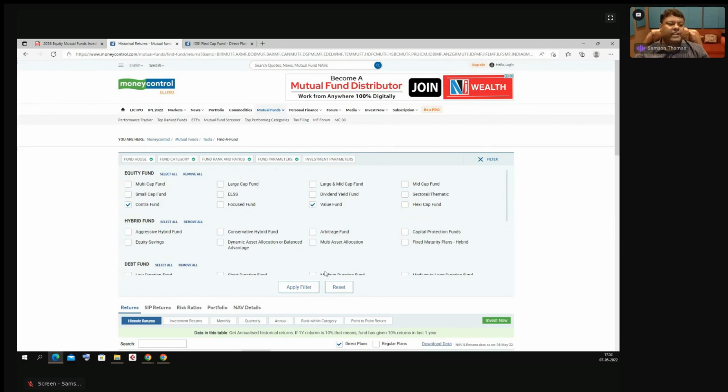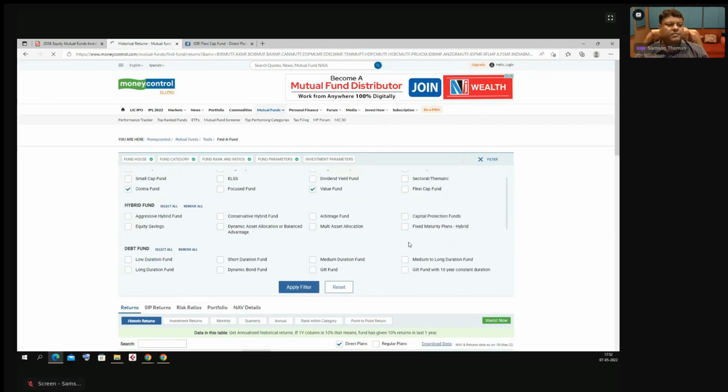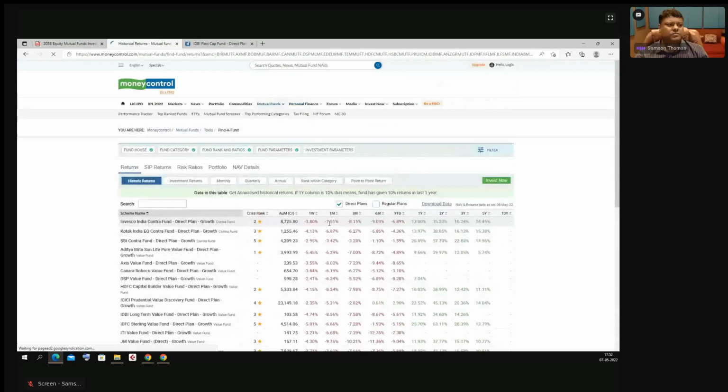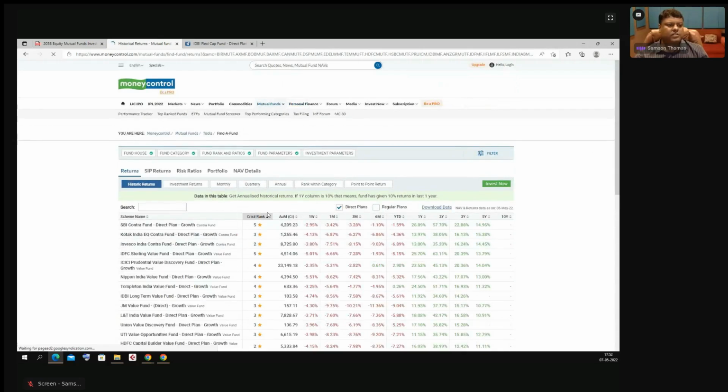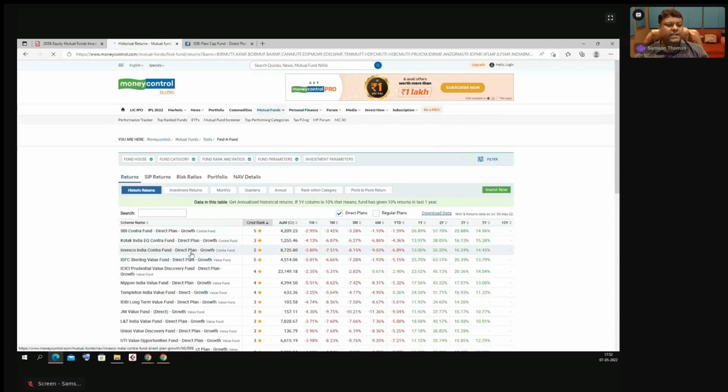We'll try and look at those funds. Right? Let's see what is there in that space. So you have this apply filter. These are the contrarian funds. We'll try to rank it and sort it according to the rank. And we have SBI contra fund here at the top. Okay. Sorting is not proper. It's 5, 3, 2, 5, 4, 4. Okay.